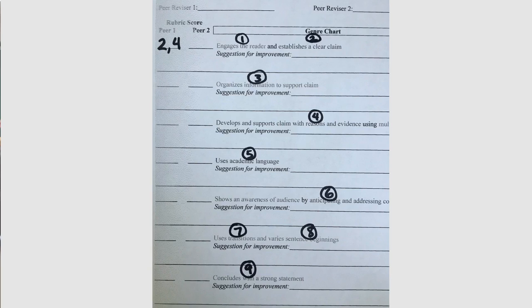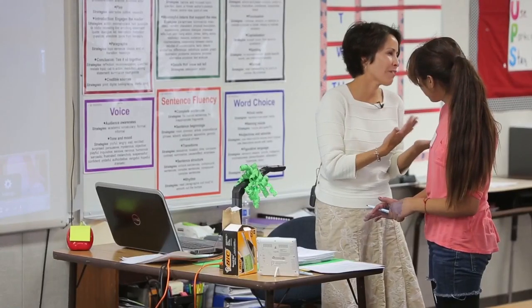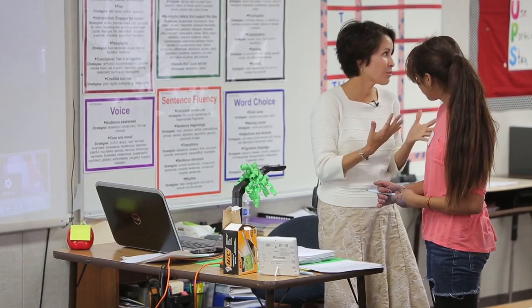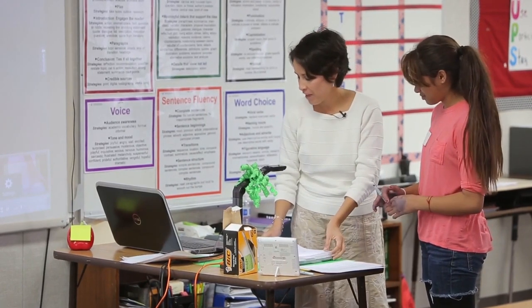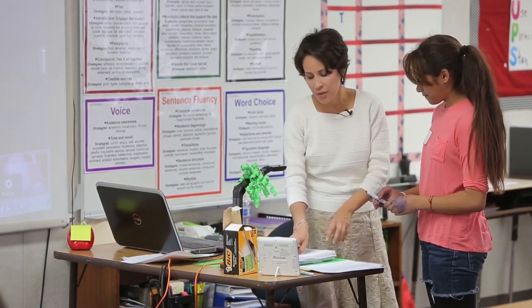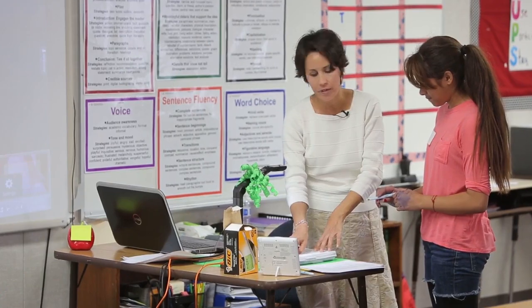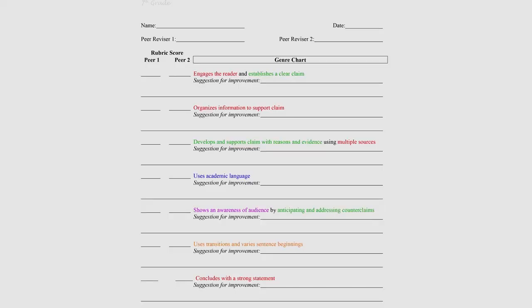Do you guys get this? You see how it goes? You got to be hard with your partner. Don't just say, oh yeah, you're my friend and I'll just give you all 4s. You have to really do a fair judgment. So you're going to put a little 4 right there. The next one is organizes information.